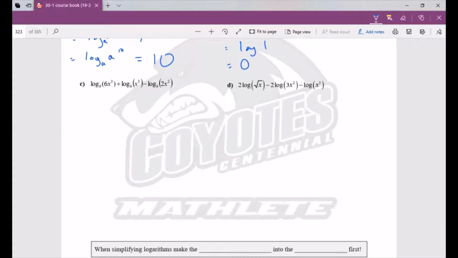This one's not too bad. I'll give you a minute. Maybe you can try this one with your product and your quotient laws for logarithms. So maybe hit pause and come right back.